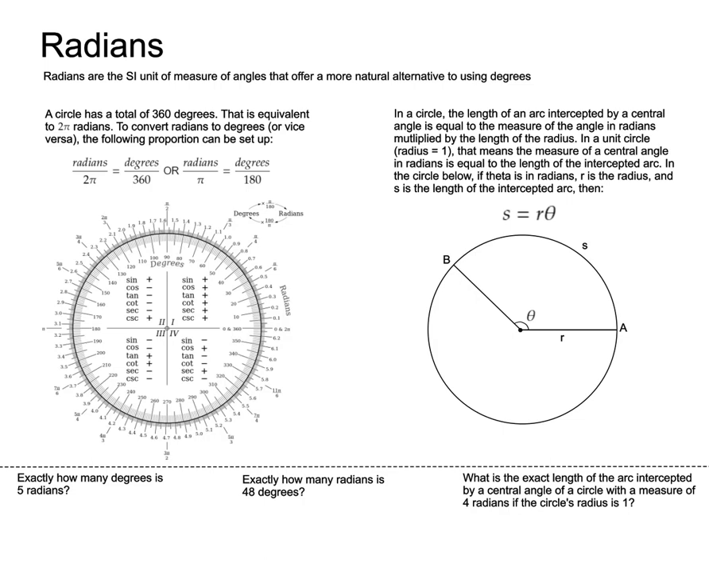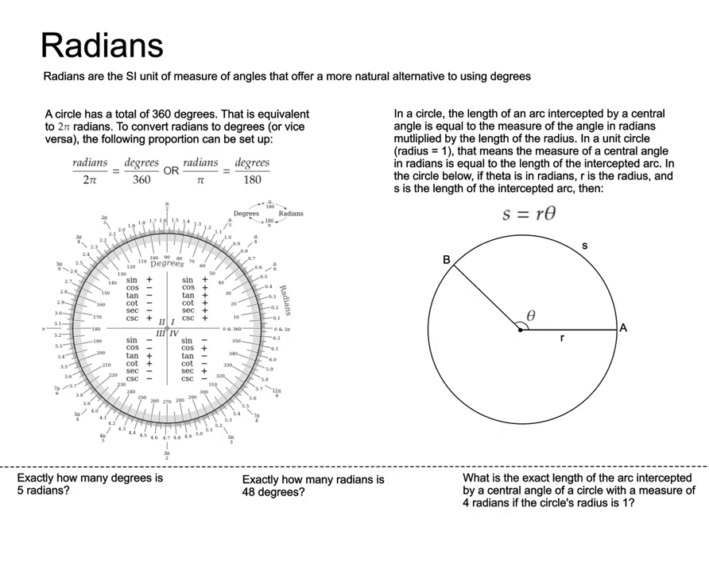So in the circle here, if theta is in radians, r is the radius, and s is the length of the intercepted arc, then s is equal to r times theta. It's that simple. Now that we have a deeper understanding of radians, let's do just a couple of practice problems.